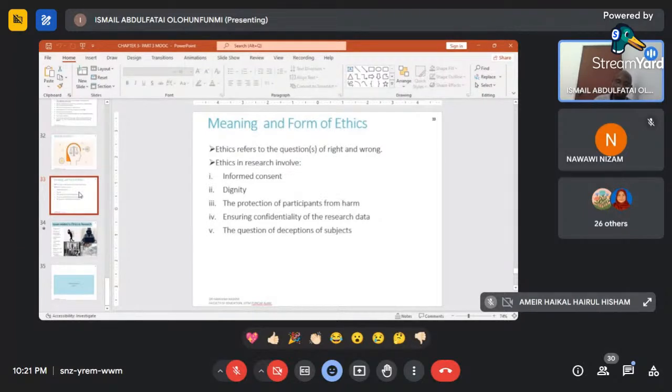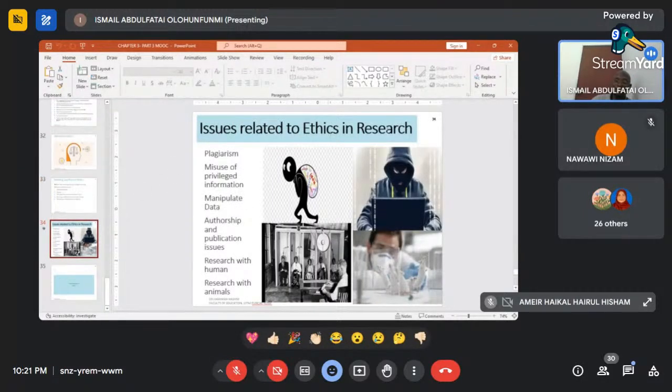That is it. The question of deception of subjects. You should not deceive the subject, saying that you want to do this or that, because you just want them to give you information. You deceive them. This is not good. So these are the issues related to ethics in research.